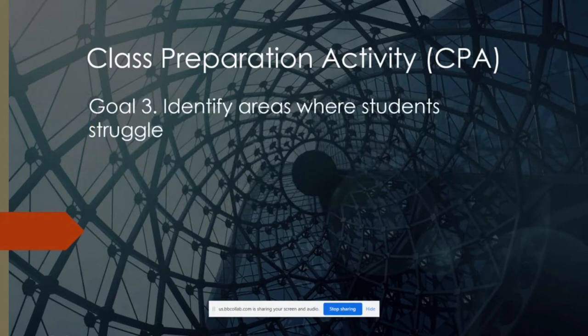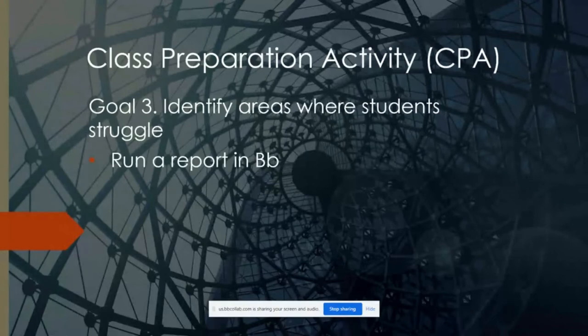So, goal three, identify areas where students are struggling. When they do the online versions, which are due on Sunday, I can go into Blackboard and run a report. What I'm looking for are questions that a number of students have missed. That allows me to create activities focused specifically on areas where they may be struggling, and to focus the lecture on areas where I think we need some work.